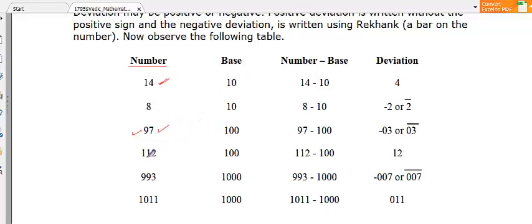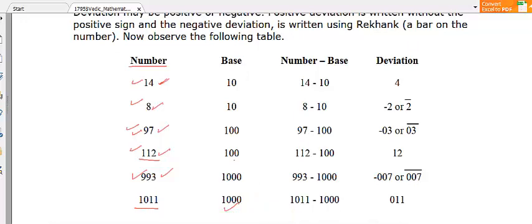Similarly, you can take 8. 8 is near to 10. And 112 is a three-digit number, but 112 is near to 100, not near to 1000. 993 is near to 1000. So the first thing you must know is the base of each and every number. Similarly, you can check 1011. The base of this is 1000.